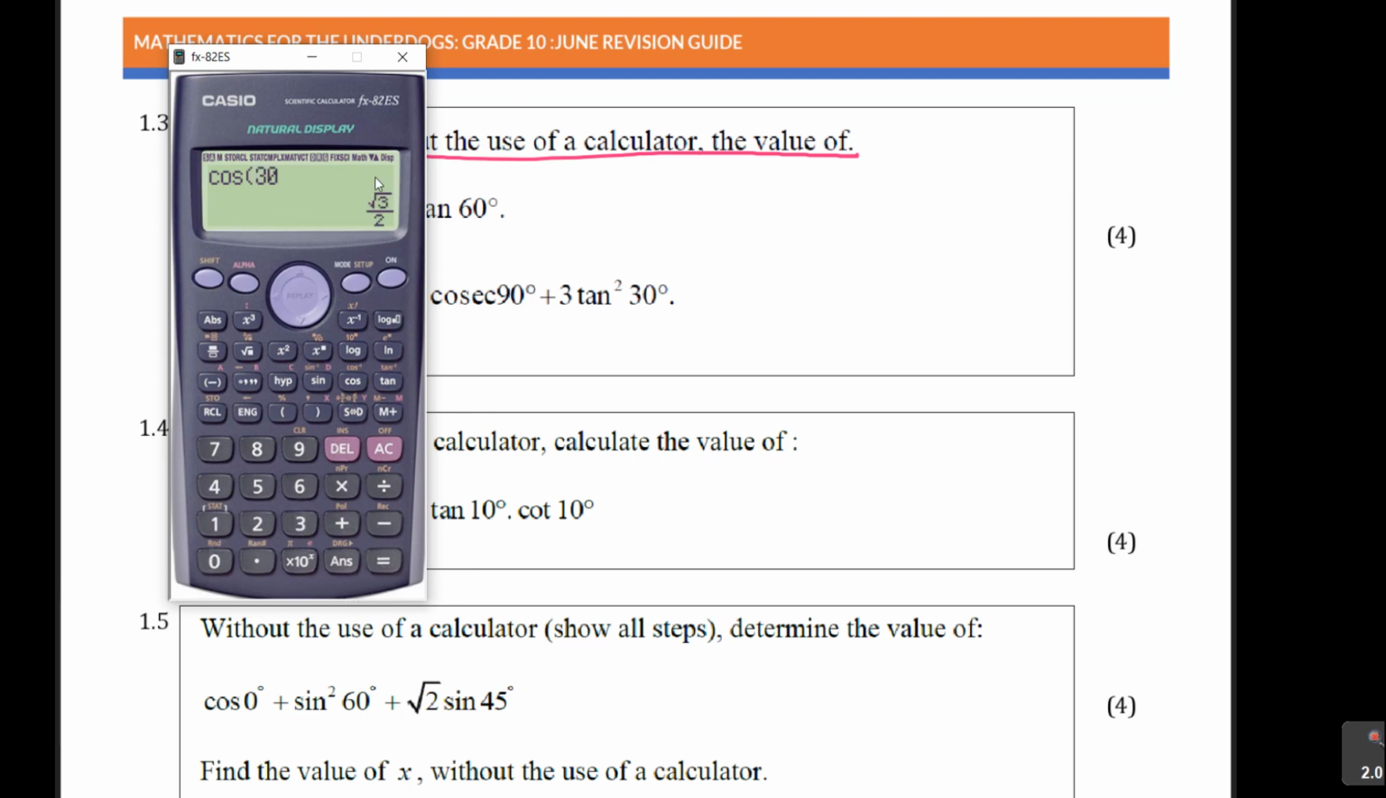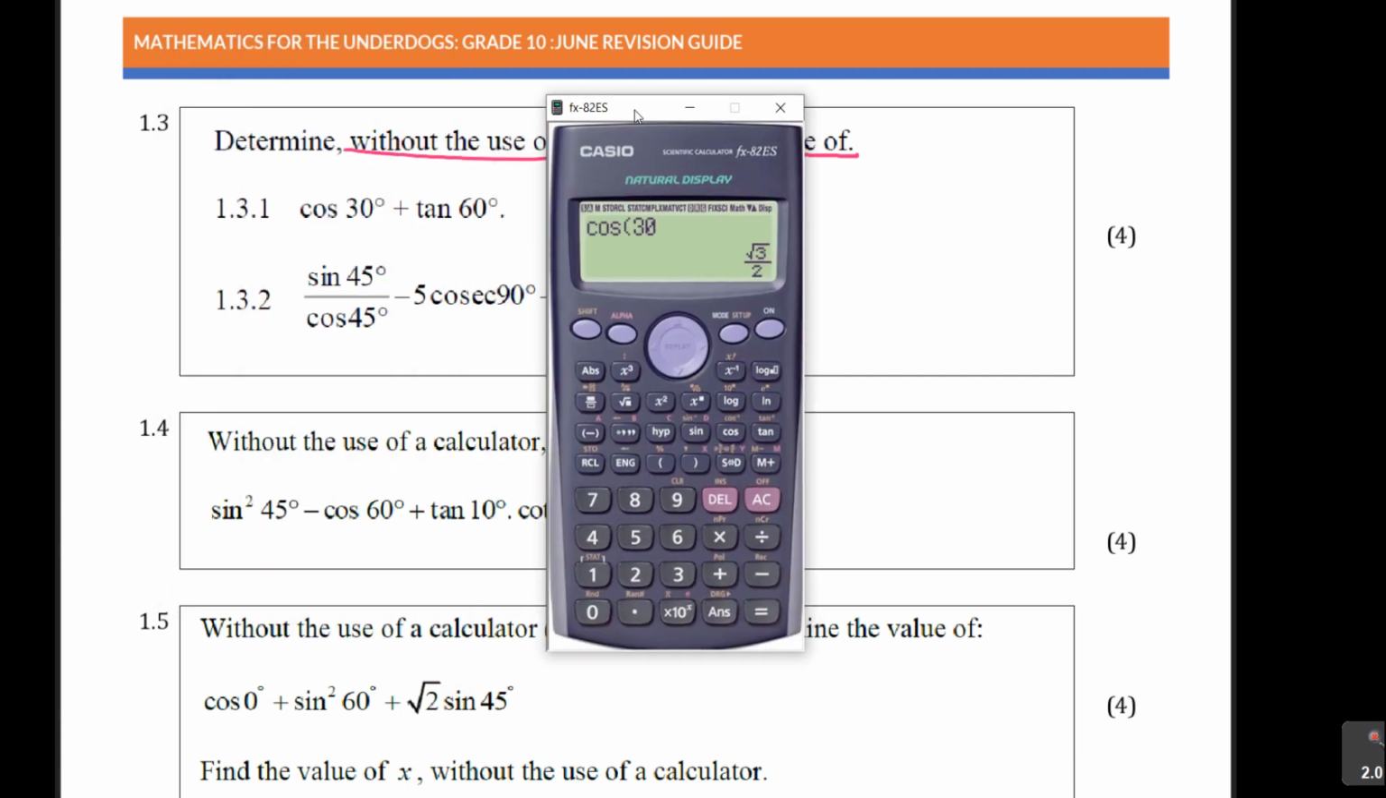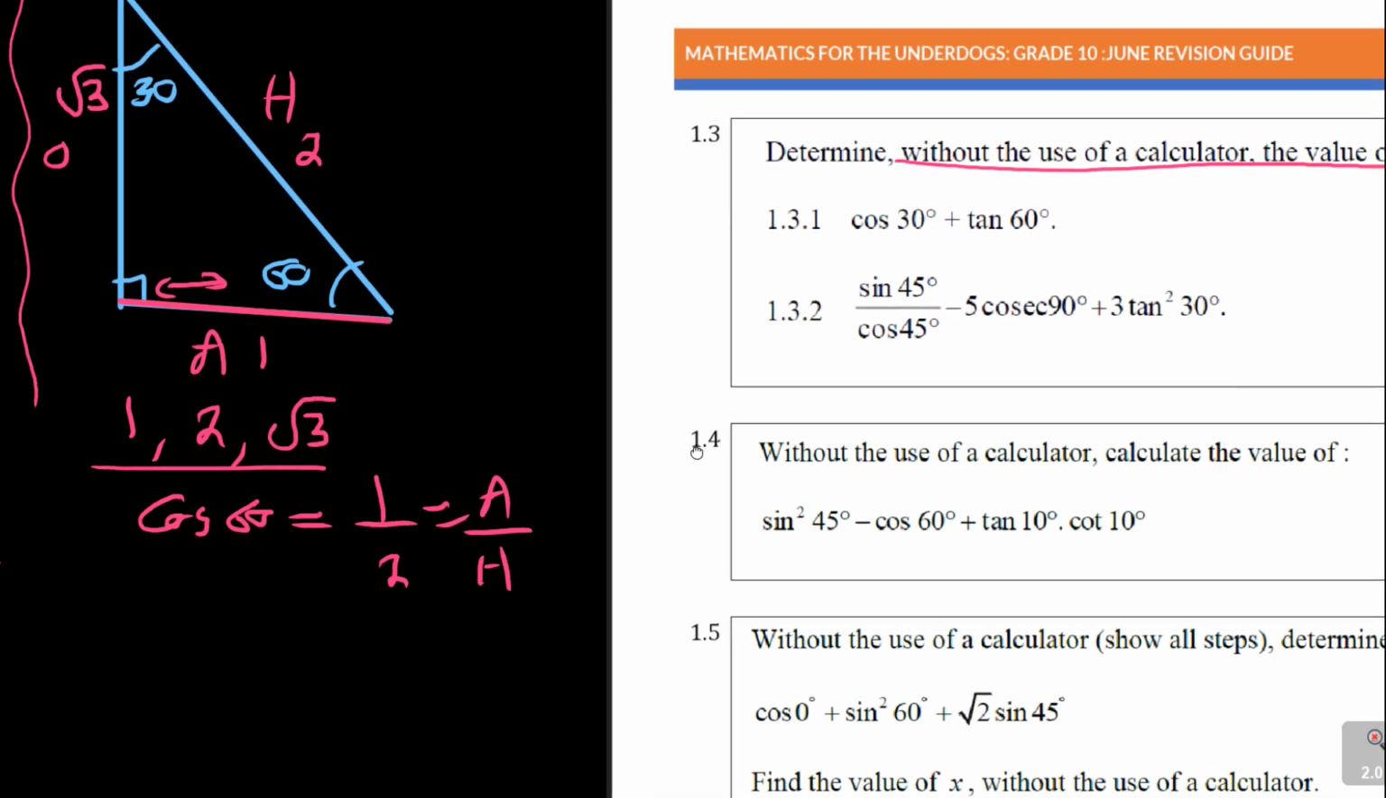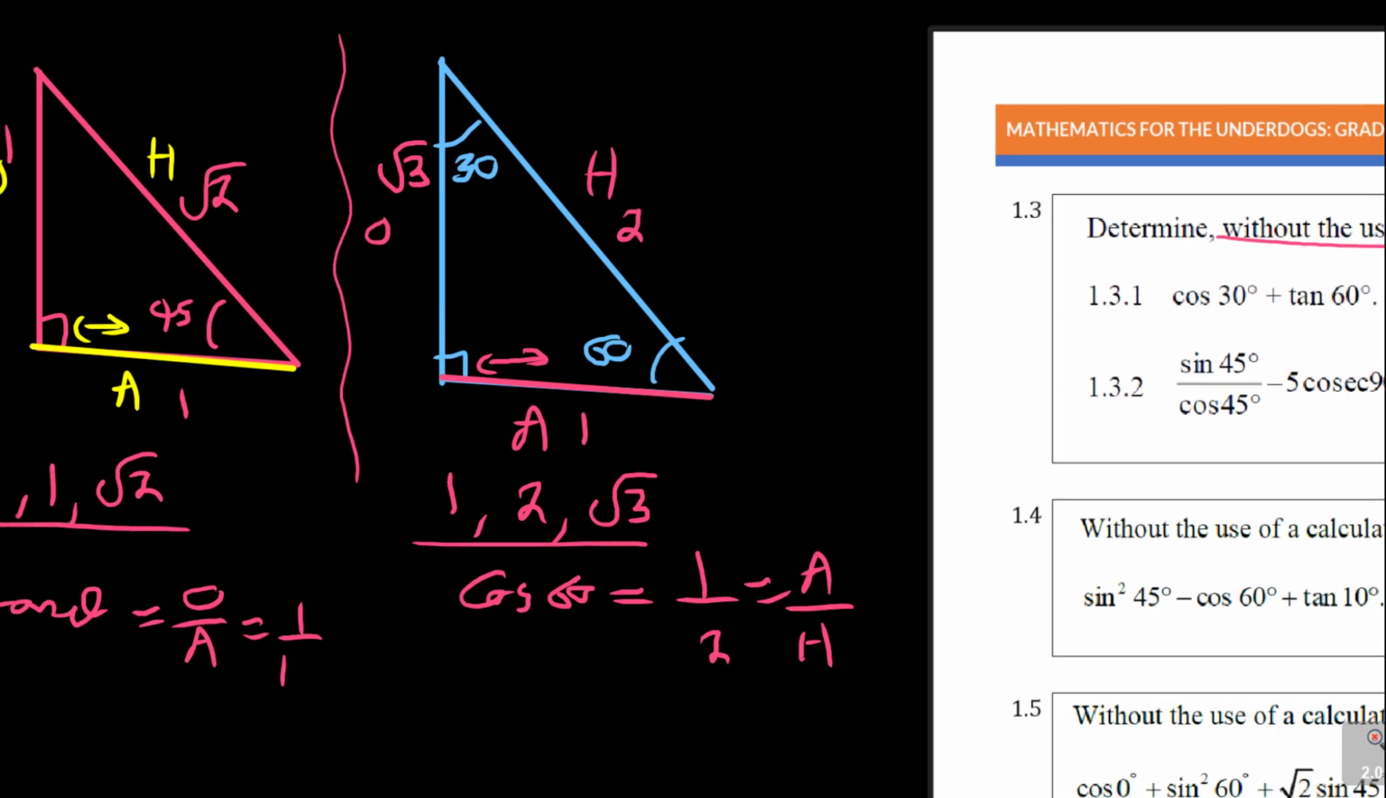What it will give you, you see, root 3 over 2. No one will know that you did punch cos 30, because I can claim I used my special triangles, because this is a special angle. What about tan 60? Tan 60 equals, see, root 3. No one will know that I used that, because I can even use this part here. Tan 60, for example, let's say I used this triangle to say tan 60.